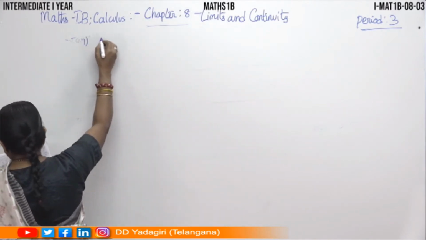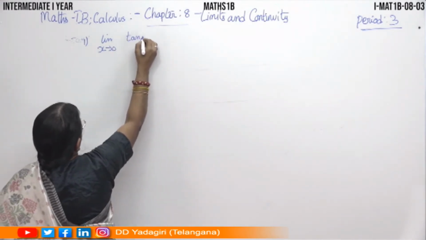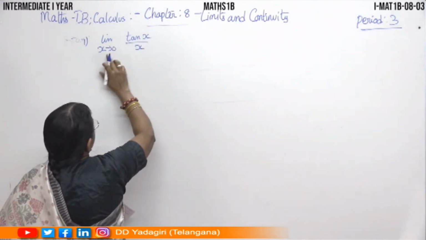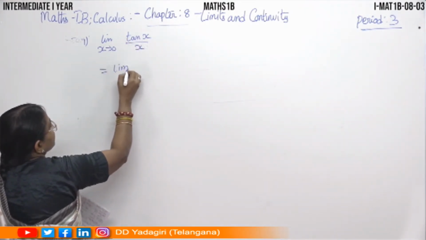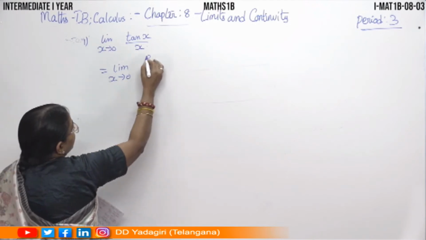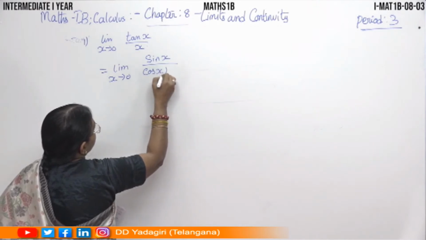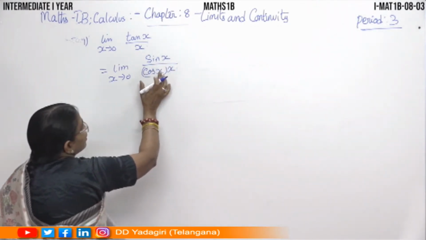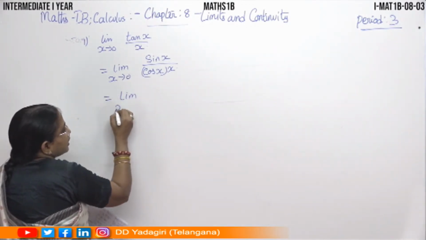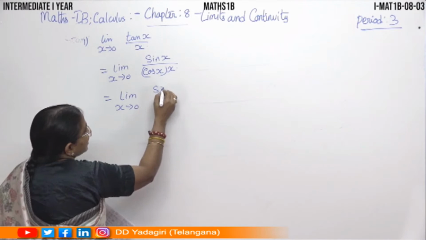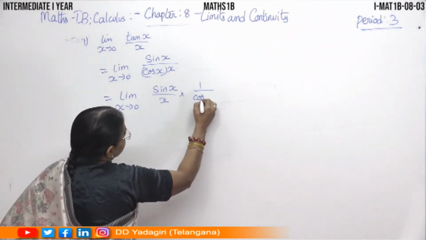So first problem, limit x tending to 0 of tan x by x. If I substitute, tan 0 is 0, so it is 0 by 0 form. So you have to simplify. How to simplify? Write tan x as sin x by cos x, so sin x by cos x into x. Now if you see, sin x by x is our standard form. So you must write like this: limit x tending to 0 of sin x by x you write separately, and then 1 by cos x you write separately.